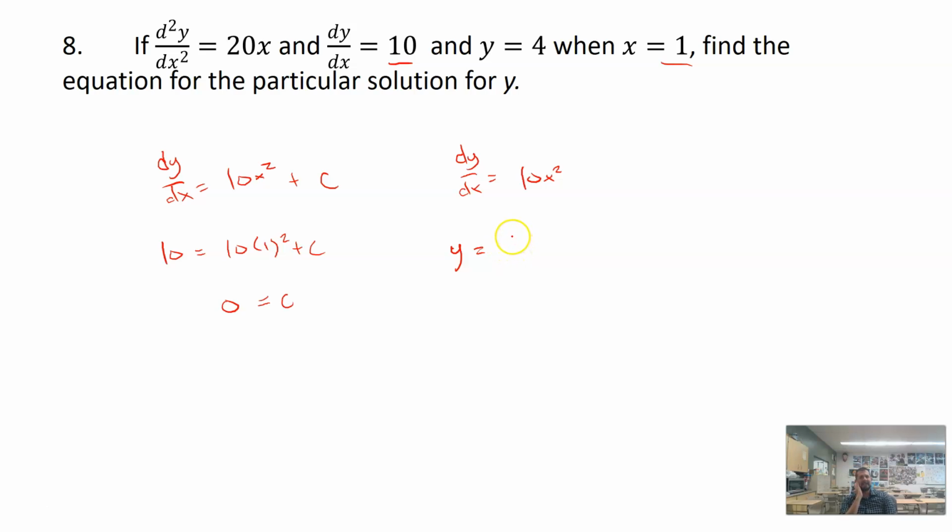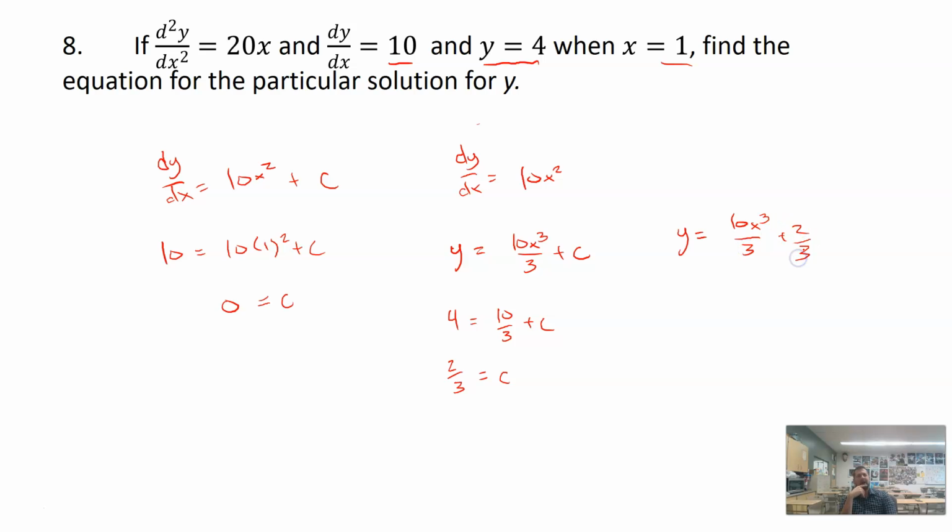When I take the antiderivative again, I get 10x to the third divided by 3 plus c. And this time y equals 4 when x equals 1. So I've got 4 is equal to 10 thirds plus c. If I subtract 10 thirds over, I get 2 thirds as my constant. So the last thing I do is y is equal to 10x to the third divided by 3 plus 2 thirds.